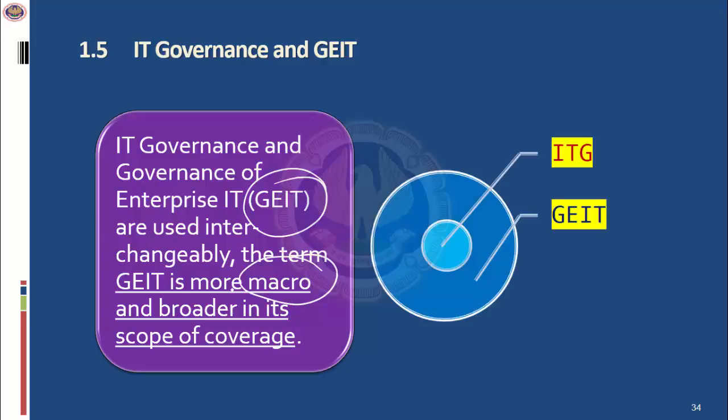So let's understand this. You have GEIT, which is much broader and bigger, where IT governance focused on one particular area. So GEIT is applied in all organizations where IT is used extensively for the purpose of business process, and IT is used for strategic and competitive advantage.